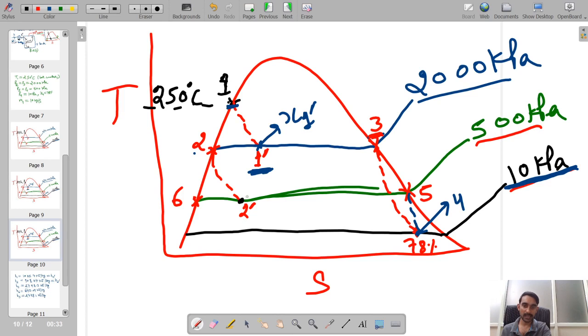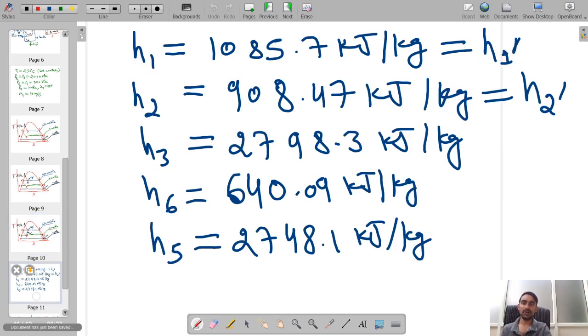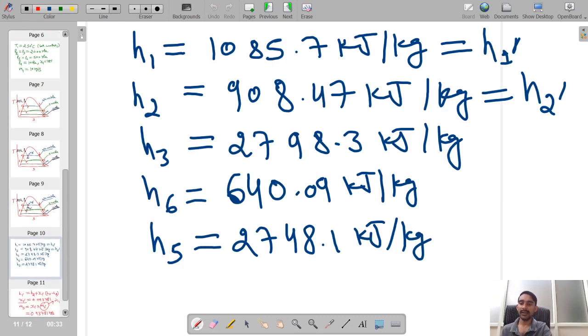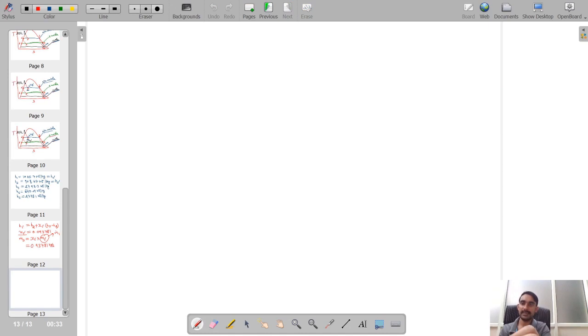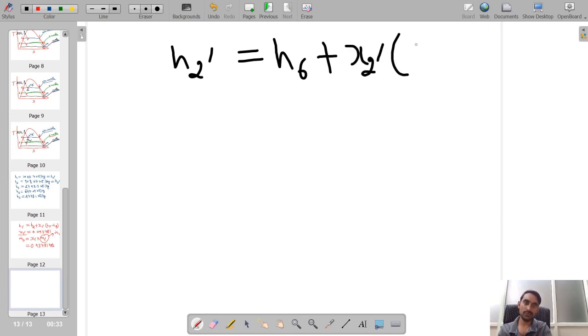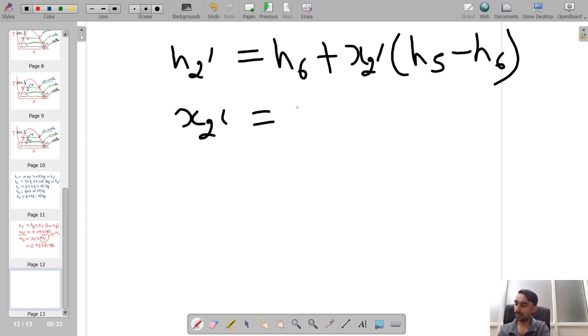Now the same formulation I can apply for the pressure of 500 kilopascals, because at this 500 kilopascals the quality corresponding to 2 dash, say X2 dash. So I can further write that H2 dash will be nothing but H6 plus X2 dash into (H5 minus H6), and this will give us X2 dash. The value of X2 dash is coming out to be 0.1273.